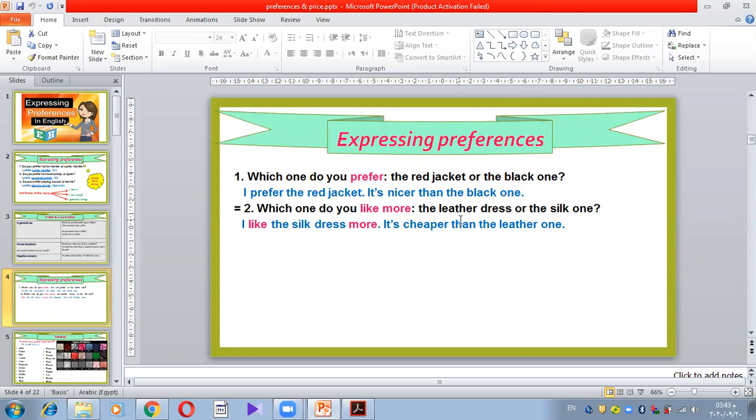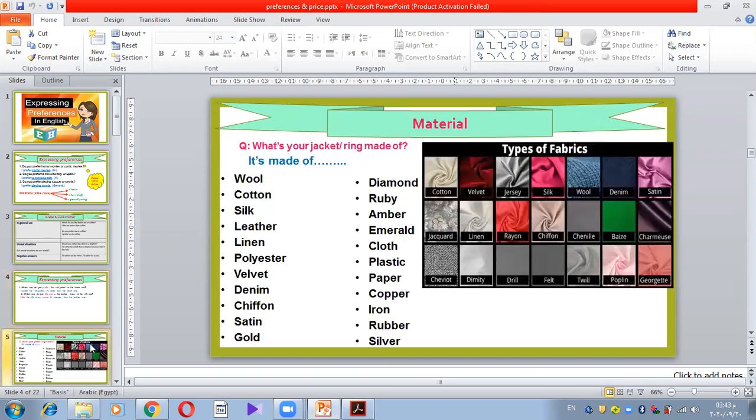But what about leather, silk? They are examples of what? They are examples of the material. Material, it means what? It means it's made of what? So what's your jacket, ring, chain made of? It's made of, and after that you can say the material in this case. Okay, so what other materials do we know?